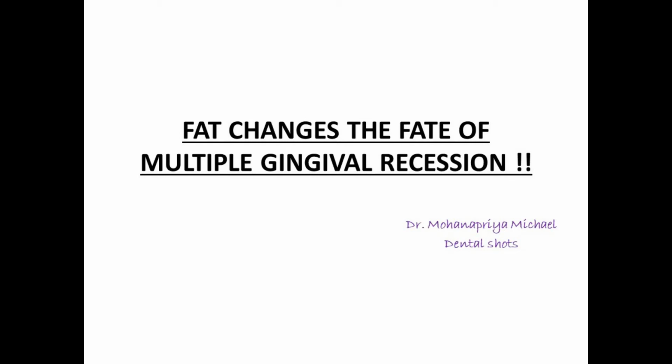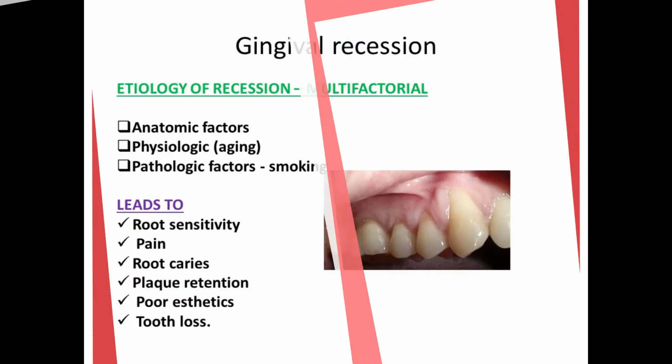Today we are going to see an interesting case report. How does fat change the fate of multiple gingival recession? I'm Dr. Mohanapriya Michael, voice behind Dental Shots. Let's move to the case report now.